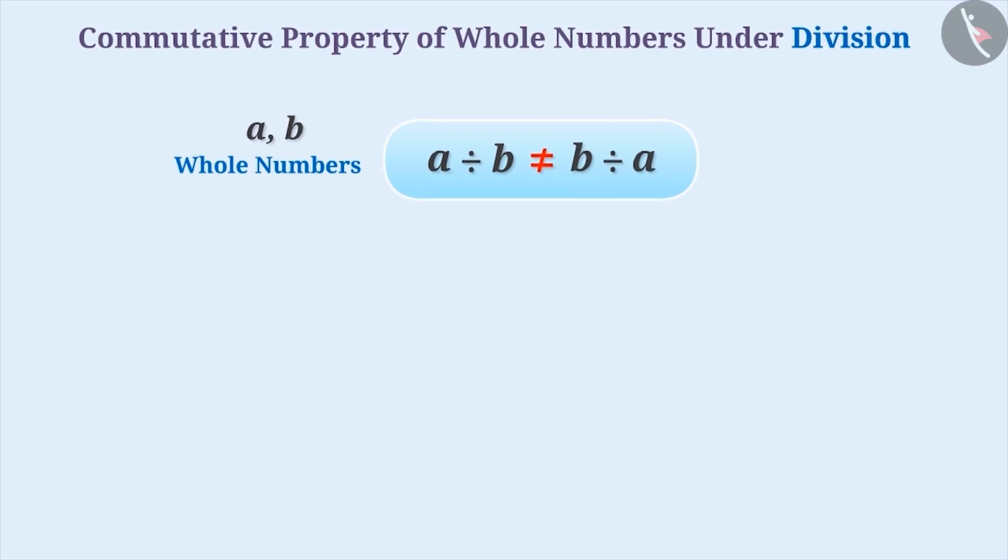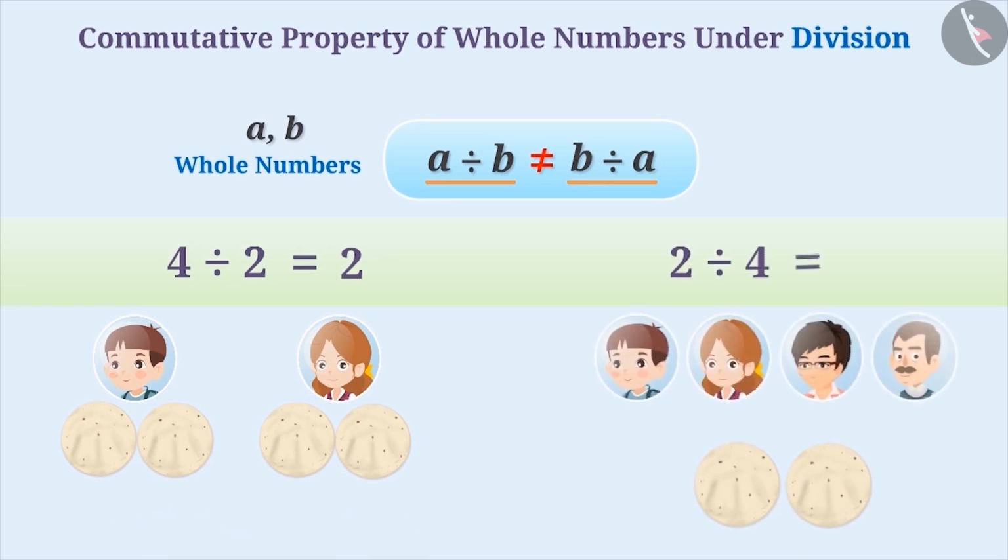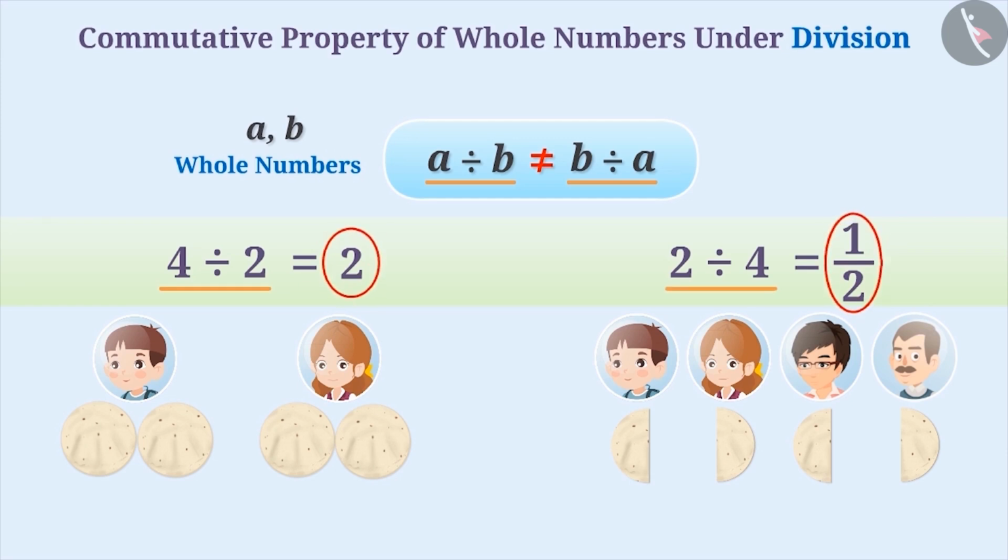Coming to division operation. The division of any two whole numbers A and B cannot be done by changing the order because A divided by B is not equal to B divided by A. For example, 4 divided by 2 is equal to 2. However, 2 divided by 4 is equal to half. Therefore, 4 divided by 2 cannot be written as 2 divided by 4 by changing the order. Therefore, division of whole numbers is not commutative.